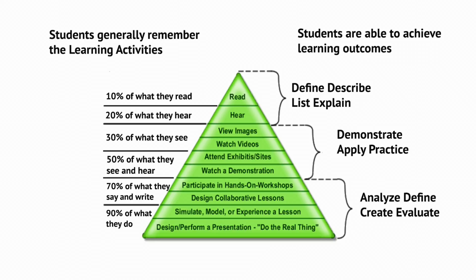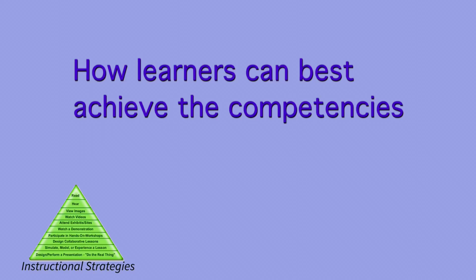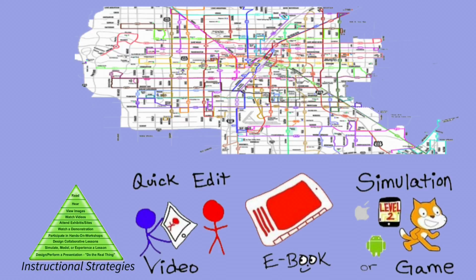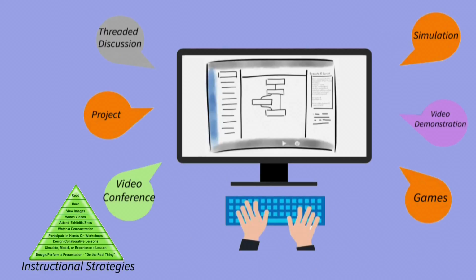The course competencies give you a clear roadmap that shows you where you want to go, i.e., what you expect learners to achieve. The next step is to develop a plan of action for how learners can best achieve the competencies. If the competencies are your roadmap, the instructional strategies and media are the route to arrive at the competency. Instructional strategies and media should flow seamlessly from the competencies.